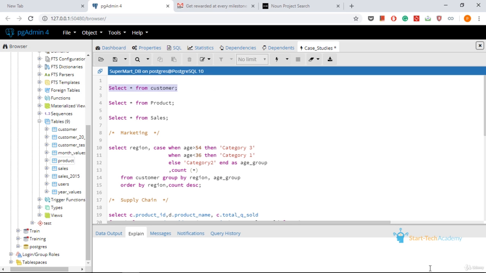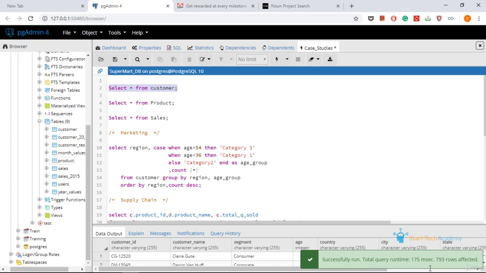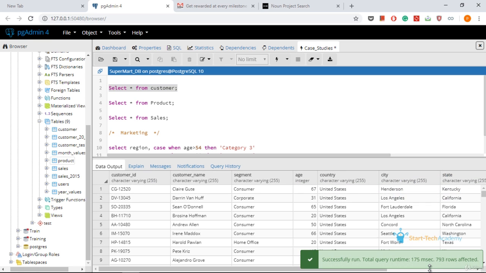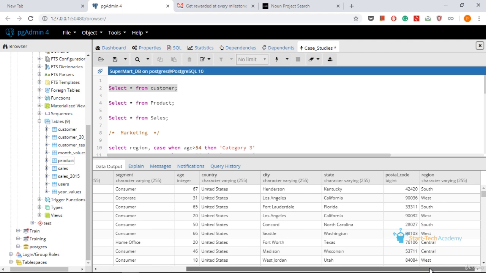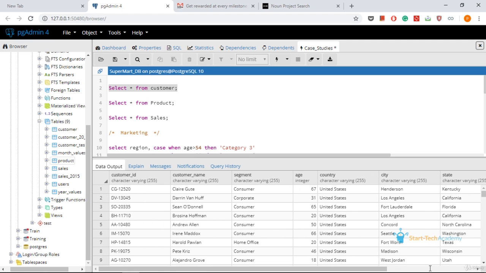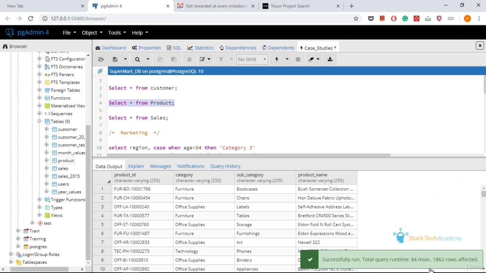When I run the first query, I get the result in the window below. The customer table has this structure. In the columns, it has customer ID, customer name, segment, age, country, city, state, postal code, and the region. In the rows, it has all the records of different customers. Let us look at the product table. It has only four columns: product ID, category, subcategory, and the product name. And each product is in the different rows.